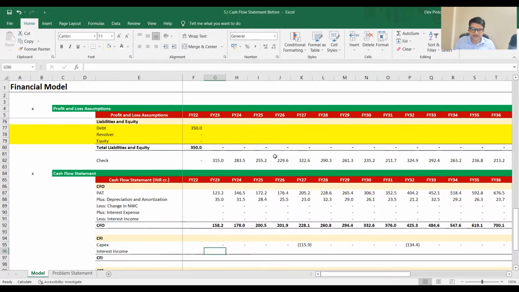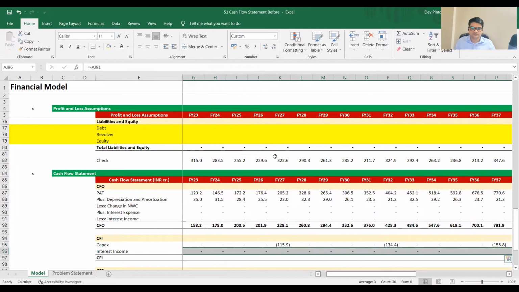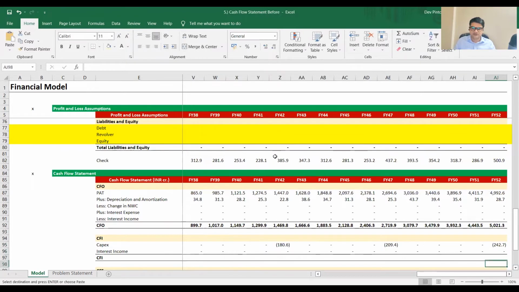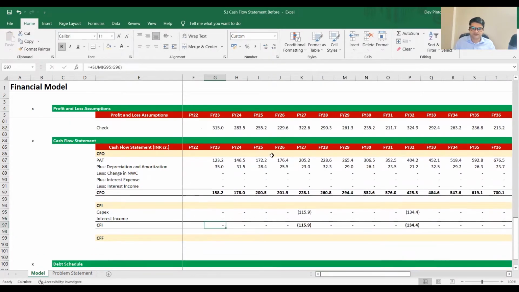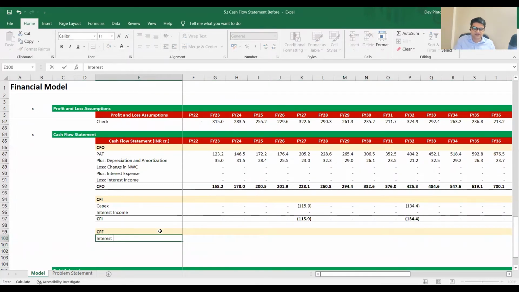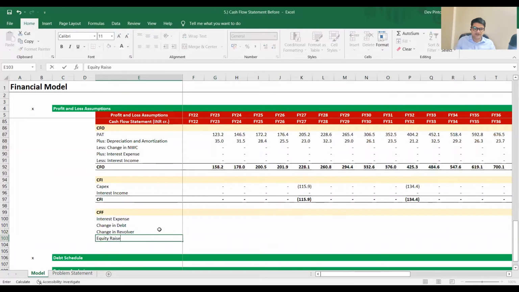So we're adding back interest, right? So we subtracted it here, minus. This should be minus of this, minus of minus, which is plus this, nothing but this from these numbers. Next, we go to CFF. So we subtract interest expense here, right? After interest expense, we'll have change in debt, we'll have change in revolver, we will have an equity raise.